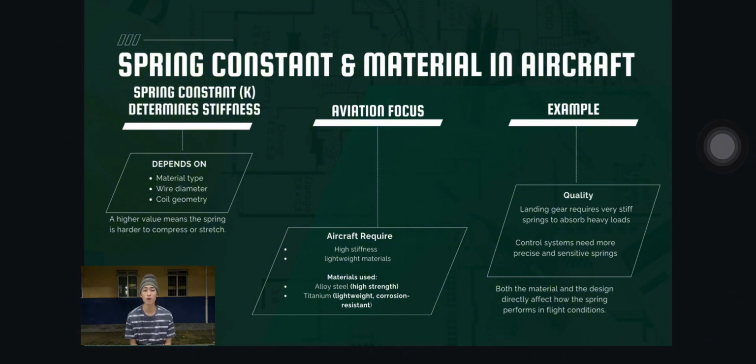Additionally, the shape of the spring, the thickness of the wire, and the number of coils all affect the spring constant. So, engineers must carefully design and select both the material and the geometry to ensure the spring performs correctly under operational conditions.